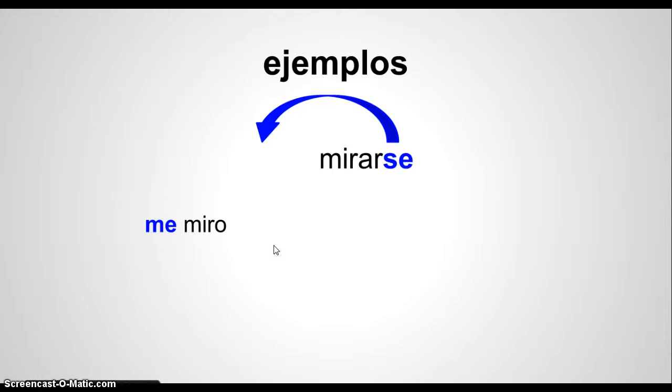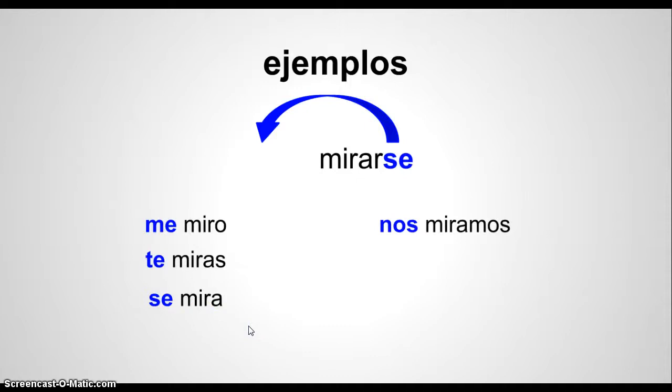For example, the yo form, me miro. I look at myself. Te miras. You look at yourself. Se mira. He, she, or you, formal, look at yourself. Now notice that this pronoun hasn't gone away. It's changed forms a little bit, but it doesn't go away. Then nos miramos, we look at ourselves. Os miráis, y'all look at yourselves. And se miran, you guys or they look at themselves.